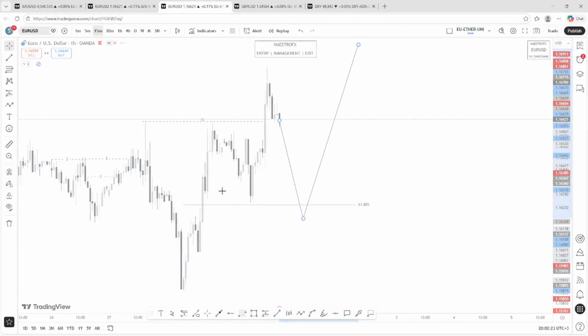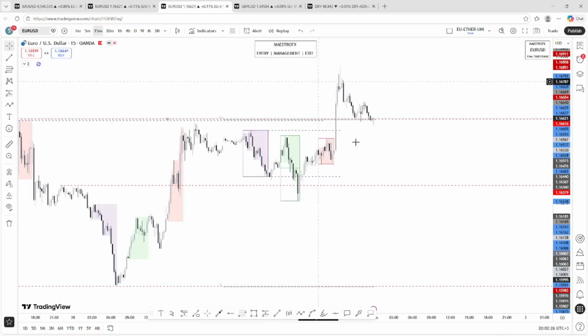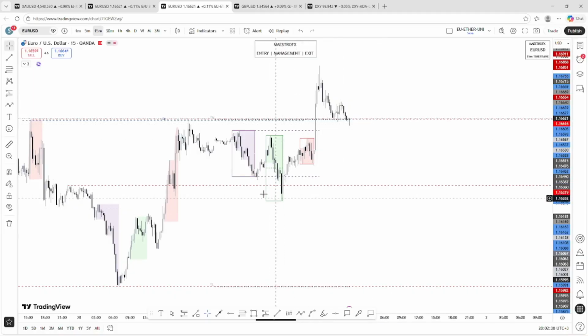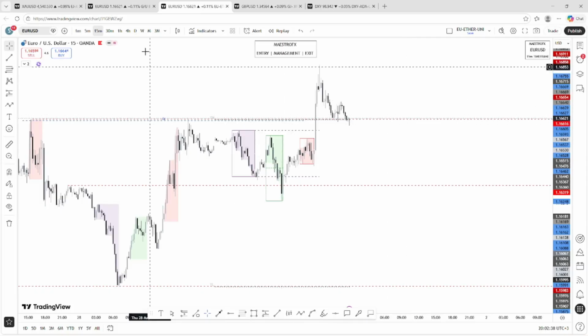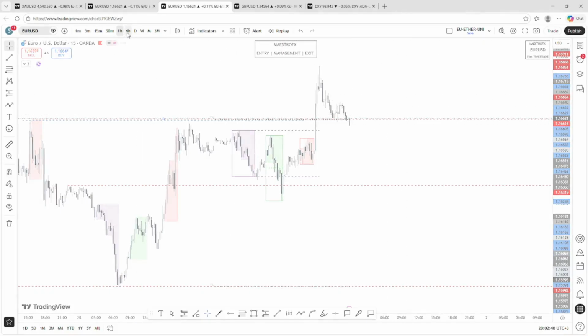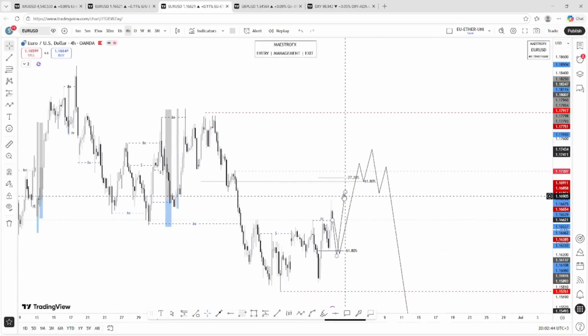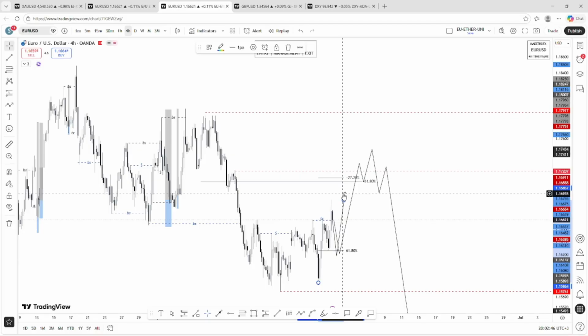You can see this clearly in minutes. I'm anticipating at least price to come and check this internal liquidity, this London low, before we continue. And that's my analysis on EUR/USD, and most importantly, I put more weight on my 4 hour analysis.